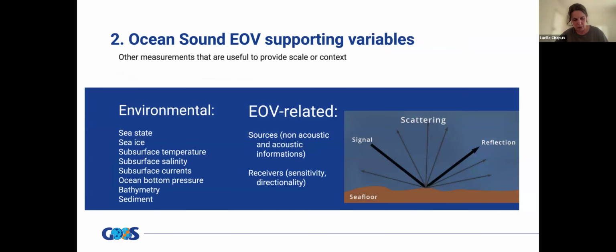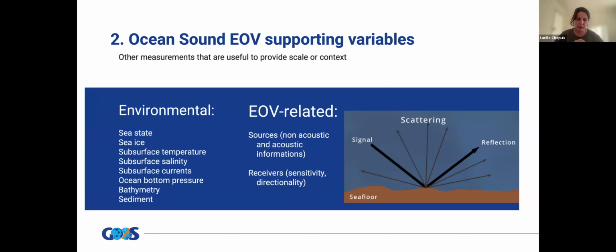So to interpret sound, we also need context. And these are the supporting variables that we can measure at the same time as doing our recordings. So the first one are environmental data, like the state of the sea, the sea ice, the temperature of the water, salinity, bathymetry, and sediment types, which are going to change the way the sound travels underwater.